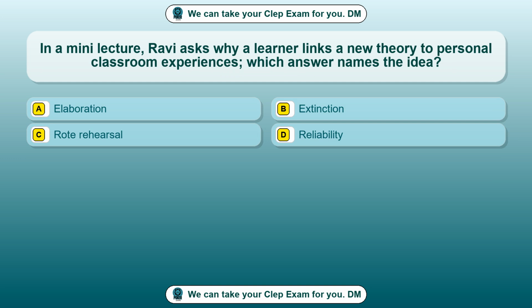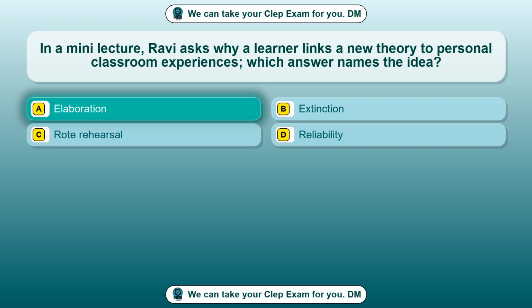Question 39. In a mini lecture, Ravi asks why a learner links a new theory to personal classroom experiences. Which answer names the idea? Option A, elaboration. Option B, extinction. Option C, rote rehearsal. Option D, reliability. The correct answer is option A.